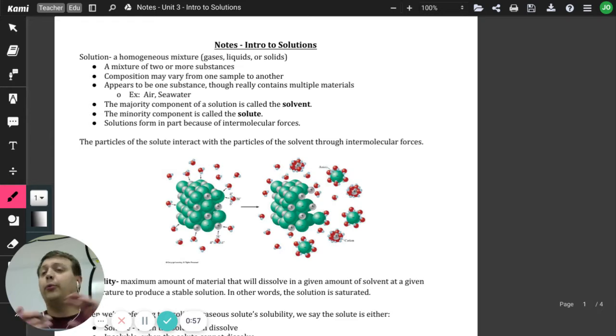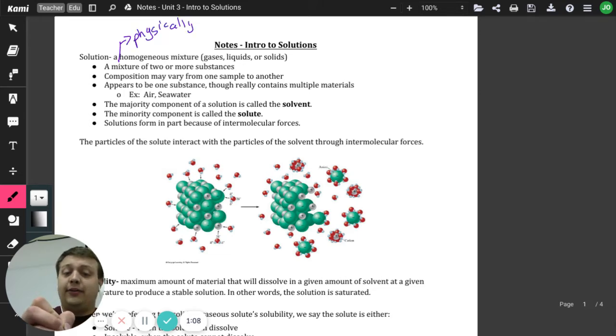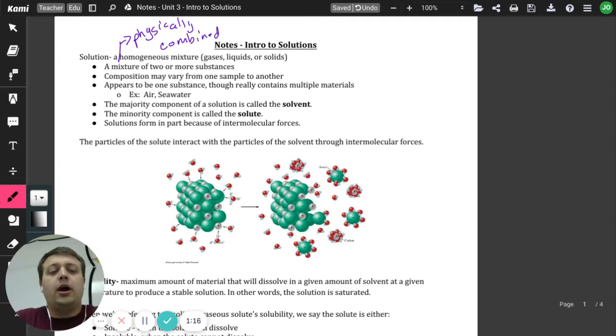Okay, now we know it's a homogeneous mixture. Remember what a mixture is. A mixture is two or more things that are physically combined, okay? And by physically combined, it means that I can also separate them physically. All right, so two or more substances physically combined. And as a result, we get a homogeneous mixture, which again should look the same throughout. Solutions are going to appear to be the same throughout.